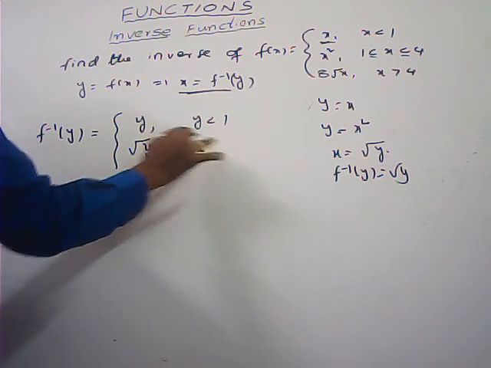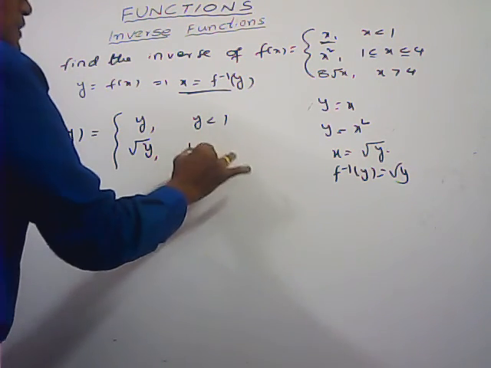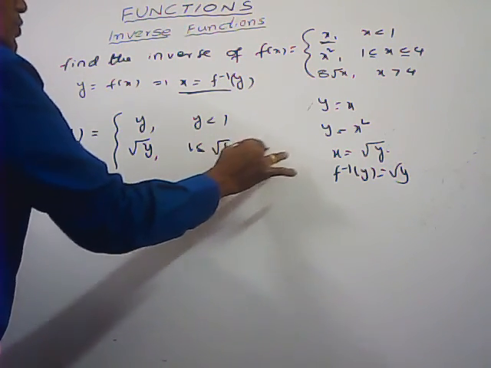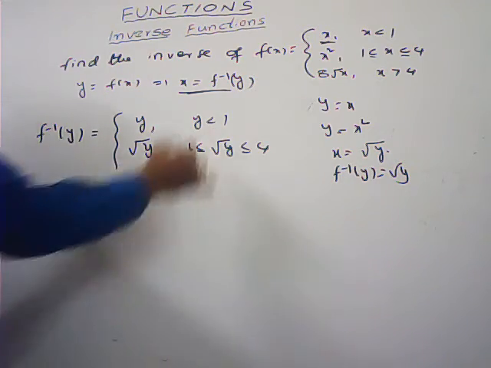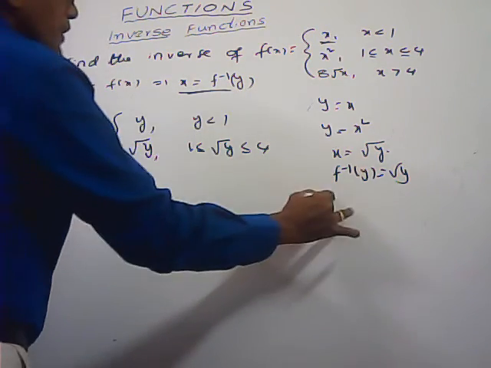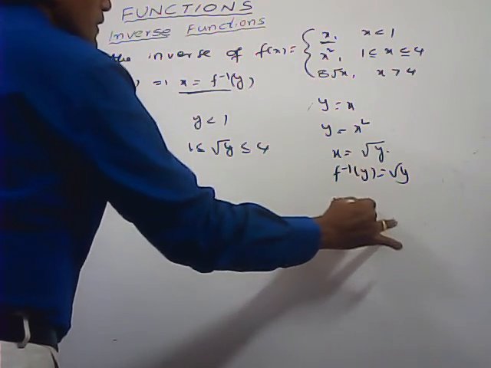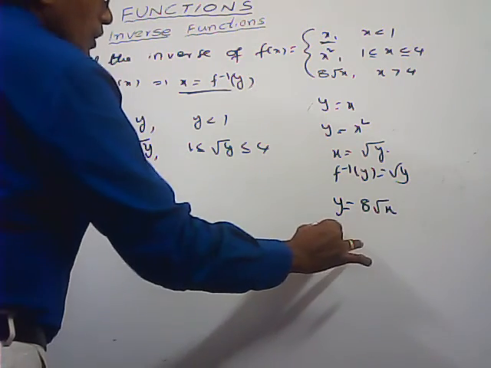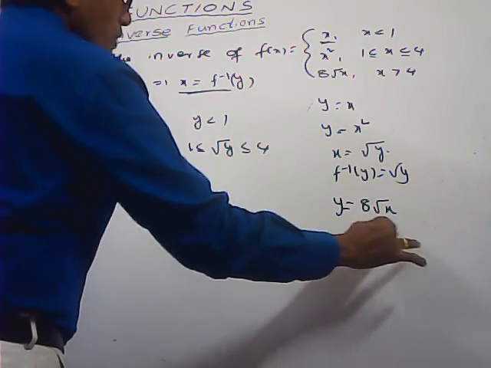1 is less than or equal to, what about the x value here? x equals root y, less than or equal to 4. And y is equal to f of x, y is equal to 8 root x. And if I make x the subject, y square by 64.